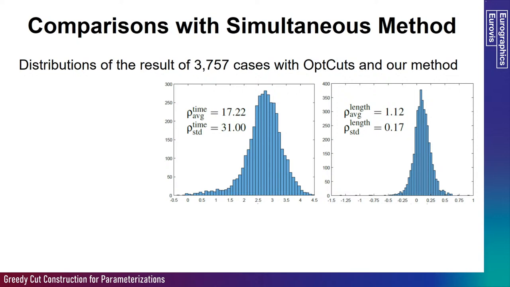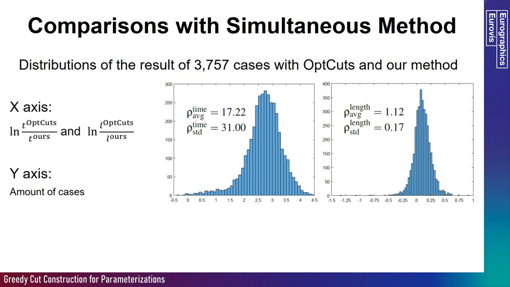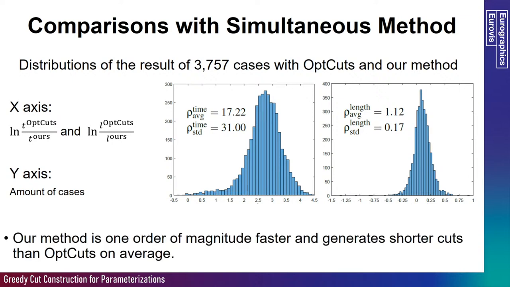We run OptiCuts and our method in about 3,000 test models, and plot the distributions of the ratio of the distortion energy and the cut length in these two charts. The x-axis of the graphs represents the logarithm of the quotient of time consumption and the quotient of length of OptiCuts to our method, respectively. As shown in the statistics, when producing similar isometric distortion levels, our method is one order of magnitude faster and generates shorter cuts than OptiCuts method on average.